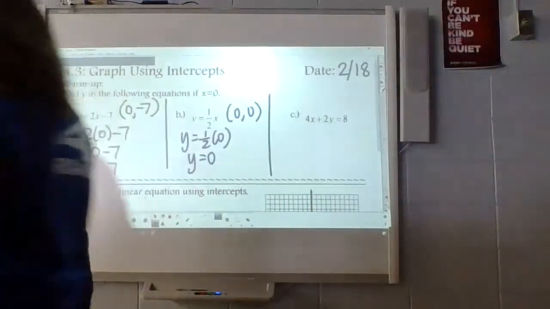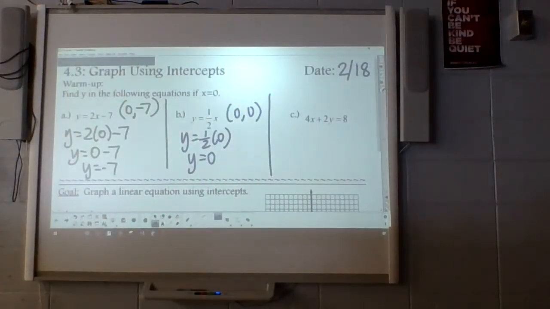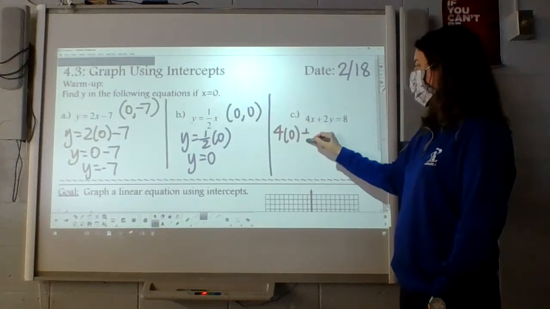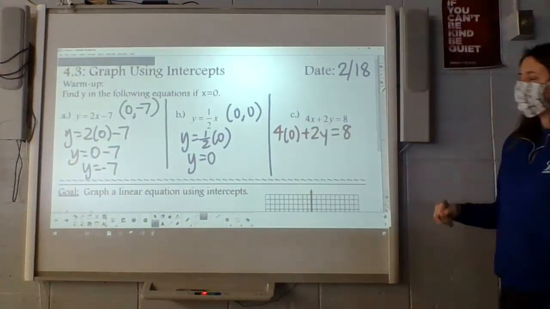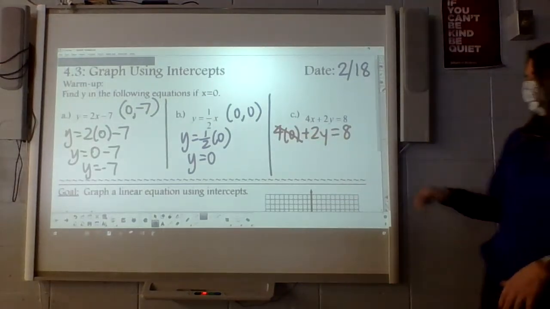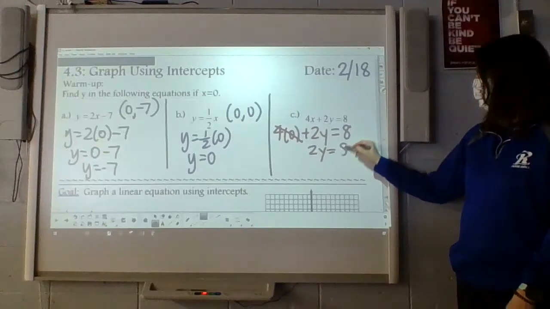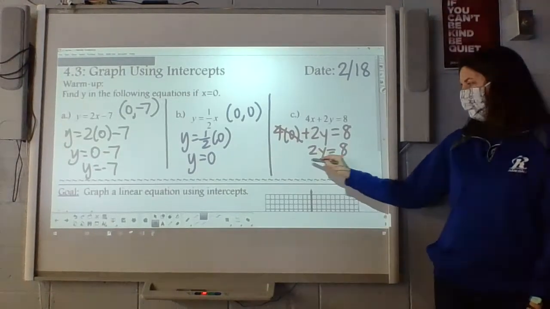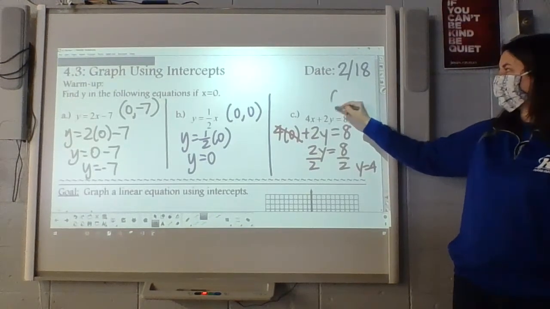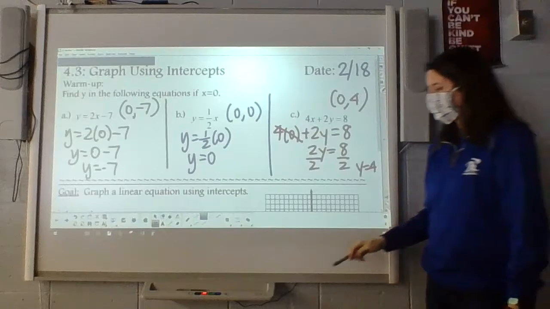Now letter C is a little bit bigger of a pain, like you might have noticed, and hopefully you're starting to gather it's a bigger pain to find the y value if y is not already alone. But 0 actually makes it not so bad. When I put the 0 in for our x, 4 times 0 is just 0. So this basically cancels out. 2y equals 8, so then I just have to solve that. I divide by 2 and find out y is 4. So again, that coordinate point would be (0, 4).